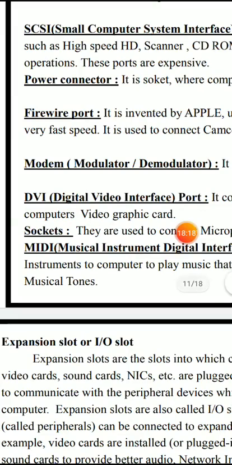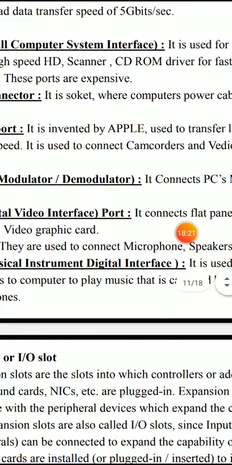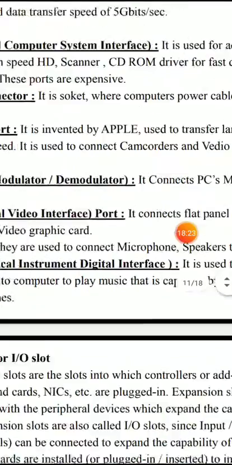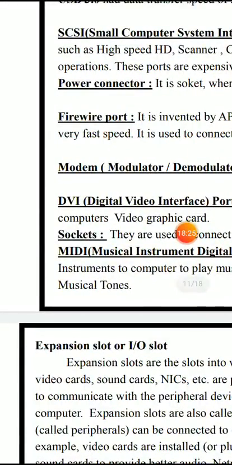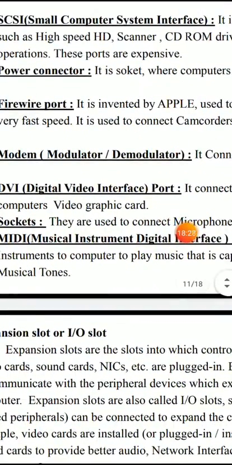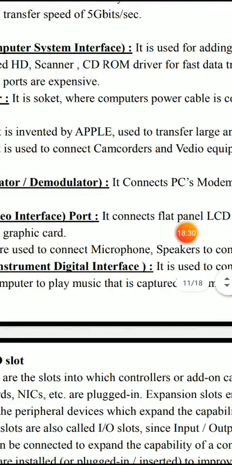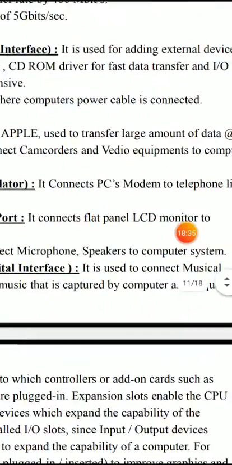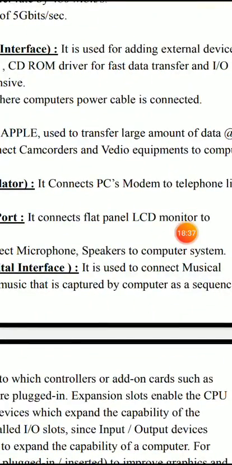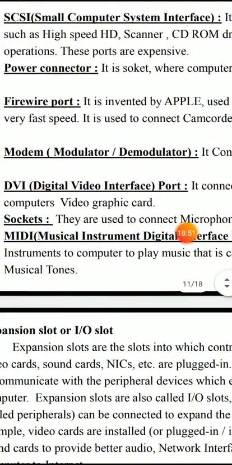Next one is called Firewire port. It is invented by Apple and used to transfer a large amount of data at very fast speed, and it is used to connect camcorders and video equipment with the computer system. Suppose you want to capture and store video recording in your computer's memory, by using this port you can interface a camcorder, then you can record the video clips and store them in the computer's memory. It becomes very fast.